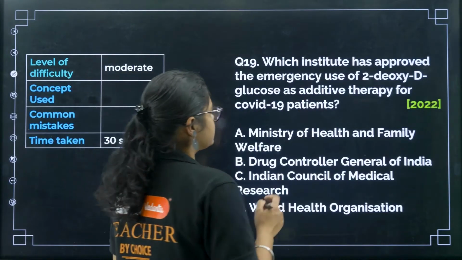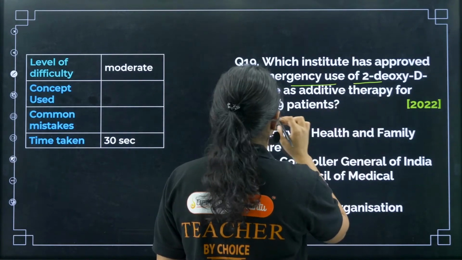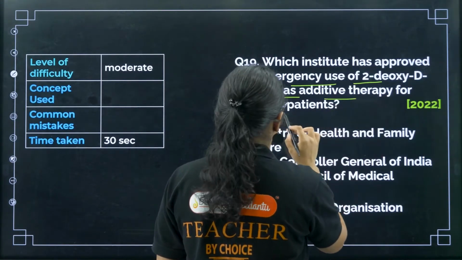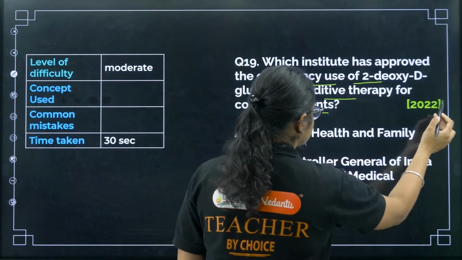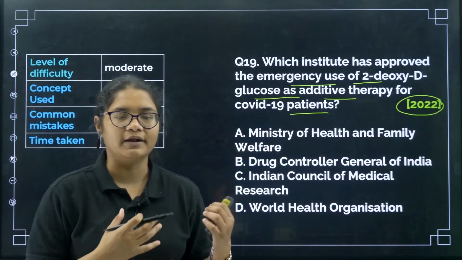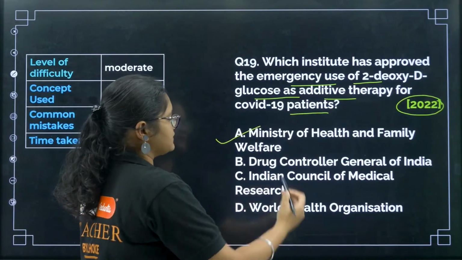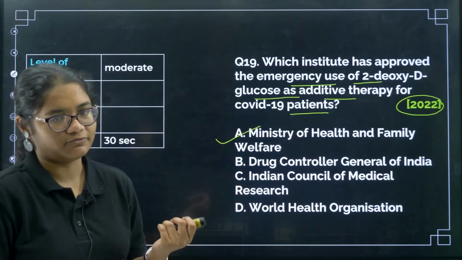Next, which institute has approved the emergency use of 2-deoxy-D-glucose as additive therapy to COVID-19 patients? So this is actually a general awareness question. In 2022 corona time was there, it was over. So here you should know it is option number A, that is Ministry of Health and Family Welfare.